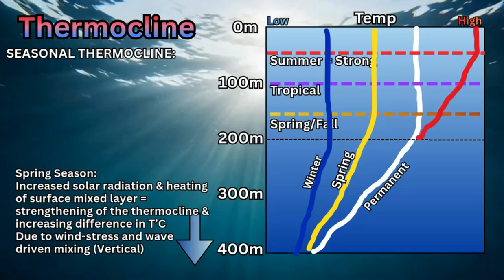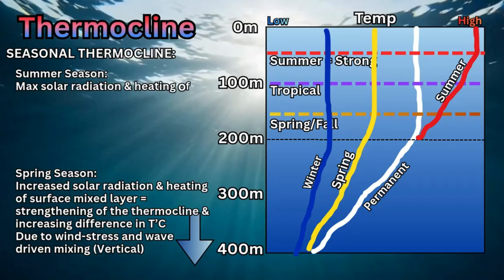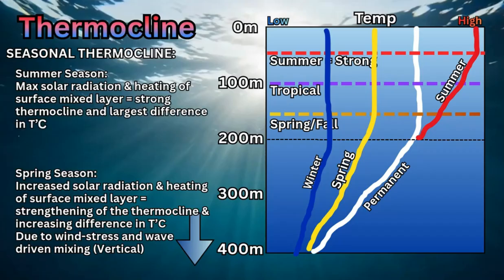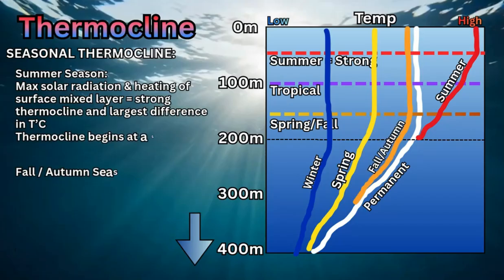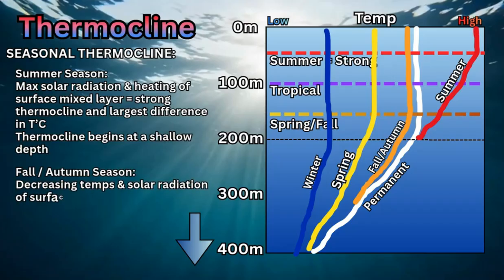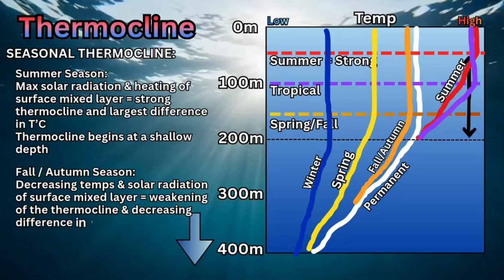Then we get the summer, which is going to extend the solar radiation and heating of the surface ocean layer and maintain that shallow thermocline. When it comes to the fall or the autumn, you get that change of solar inclination, the change of angle, and the reduction or decrease in solar radiation, which is going to have an effect on the thermocline. The mixed surface layer or the Ekman layer becomes colder and reverts back to that deeper thermocline with a more gentle temp difference between the mixed layer and the deep water layer.